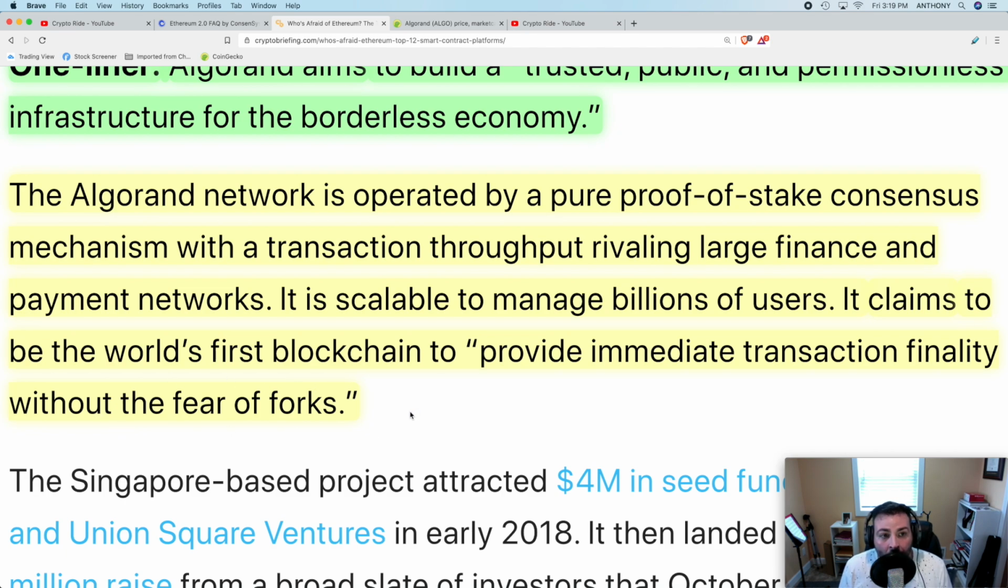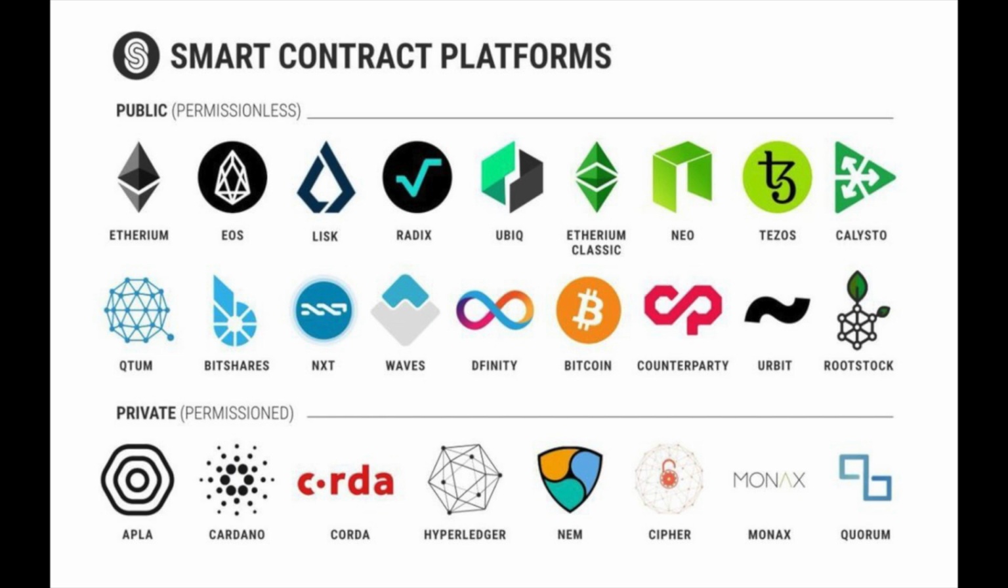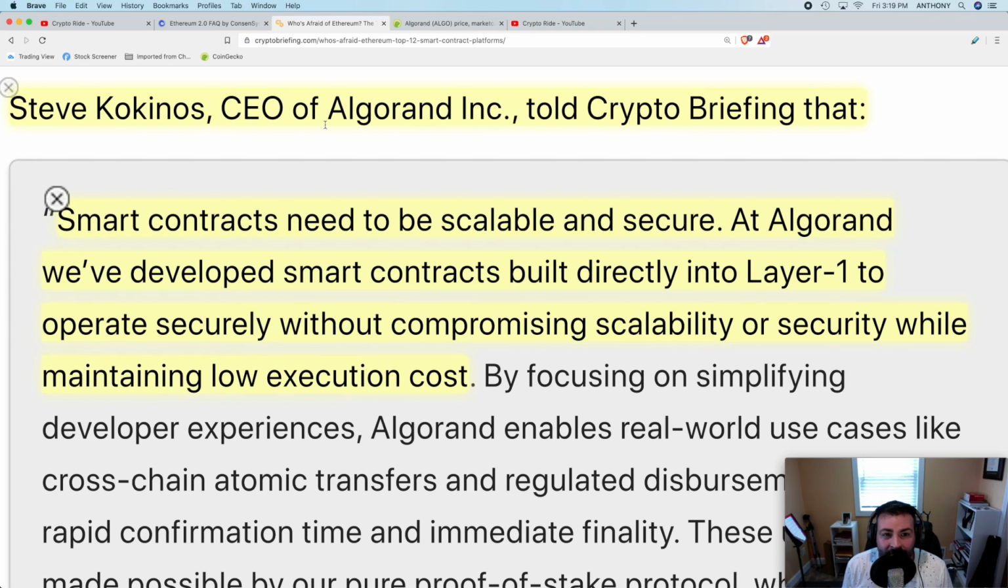So Algorand was built after Ethereum, and it was built again to improve on the scalability, as a lot of these other ones are. So, think about it like this. You've got all these different players, competitors in the arena right now, and some of them, like Algorand, already built to scale. Stephen Kokinos, the CEO of Algorand, told Crypto Briefing that smart contracts need to be scalable and secure. At Algorand, we've developed smart contracts built directly into Layer 1 to operate securely without compromising scalability or security while maintaining low execution costs.